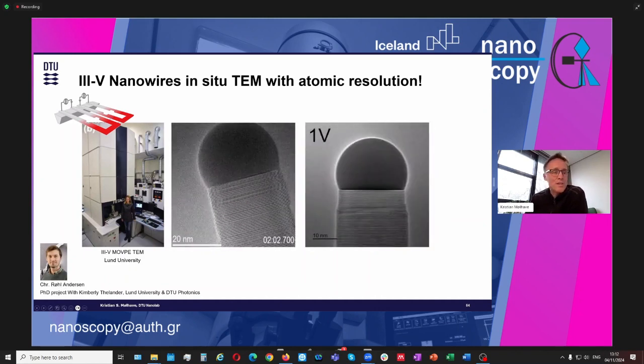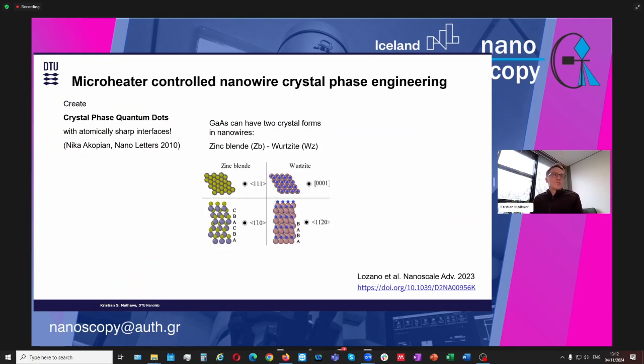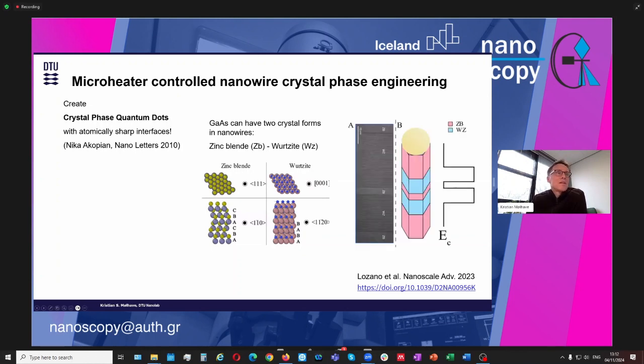And one of the things we focused on doing here was to try to engineer crystal phase quantum dots. And the idea here is that if we can make a phase change between two crystal structures, then we can also create a quantum dot. So Nika Kopian from DTU back in 2010 proposed that in nanowires, you can have two types of crystal forms of, say, gallium arsenide. In a bulk crystal, you can only have one, but in nanowires, you can actually grow two different types of crystals.